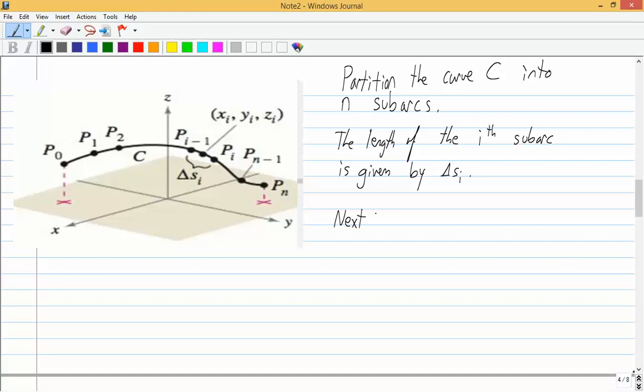So next, choose a point, X sub i, Y sub i, Z sub i, in each subarc.